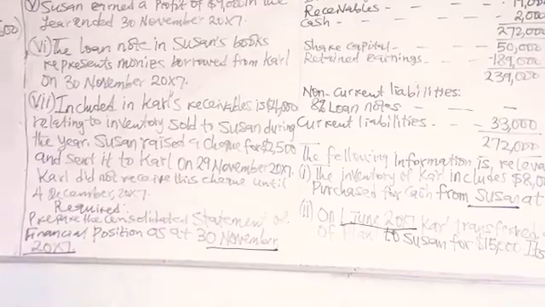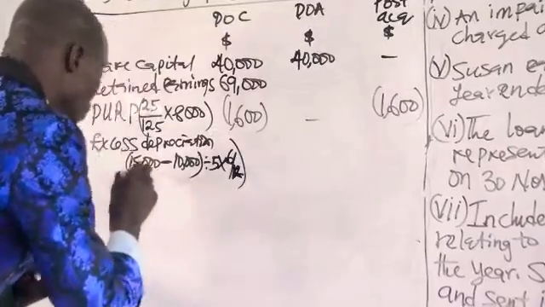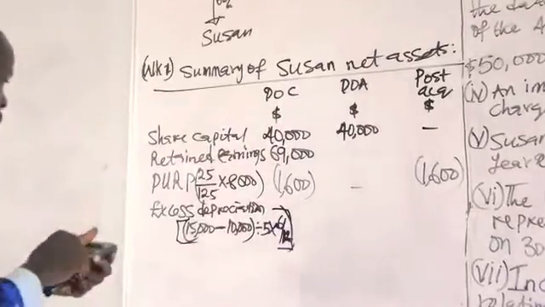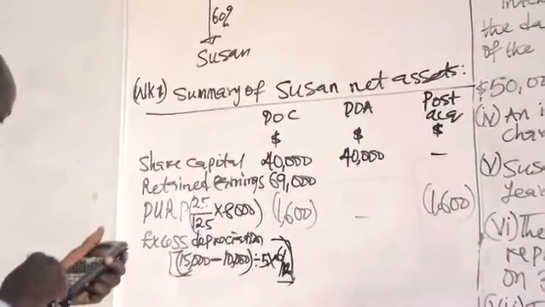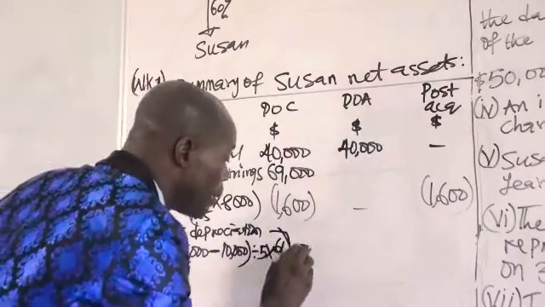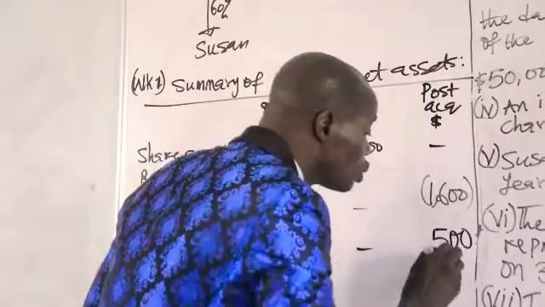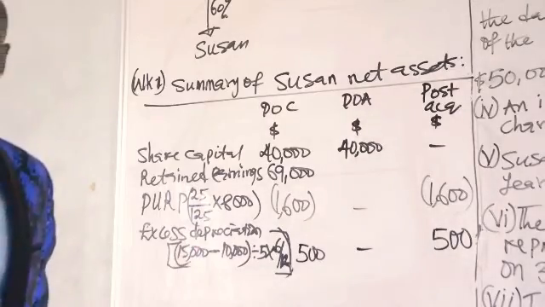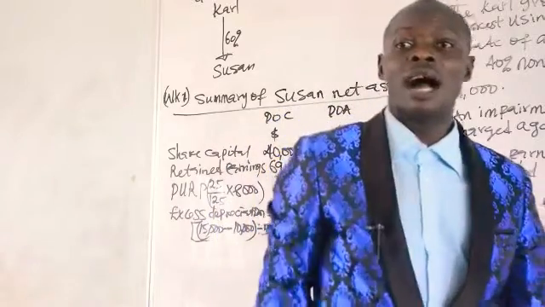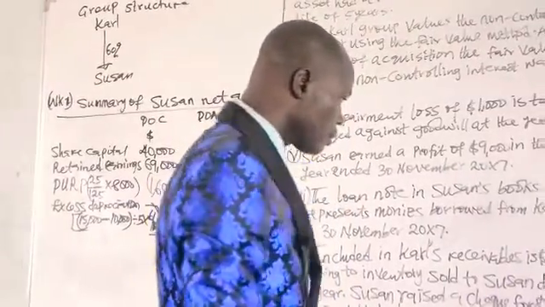You are going to apply time apportionment to that, times 6 months out of 12 months in a year. So the profit is 5,000 divided by 5. That will give us 1,000. 1,000 times 6 over 12 will give us 500. The amount of over depreciation is 500. I've told you that the over depreciation will be added to the profit of the buyer. We are adding the over depreciation because the buyer is the one that has recognized the excess depreciation in its financial statement. That is for that.